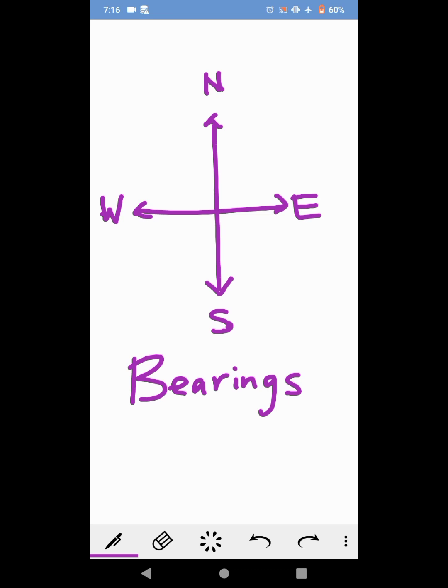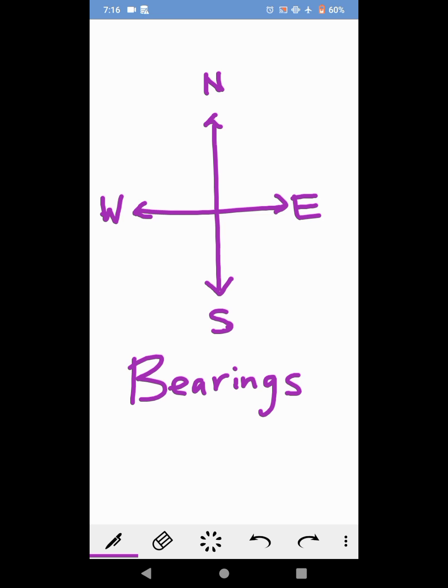What is bearing? Bearing is an angle that shows the direction of an object from a reference point. An angle, so bearing is all about angle. With the help of an angle, you can actually show or tell the direction of an object.